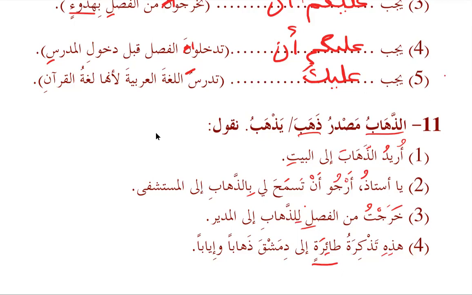And dhahaban wa iyaban. So this is a plane ticket to go to Damascus and return. What do we say in English? Return ticket. Yeah, we just say return ticket. But here we're saying to go and to return.